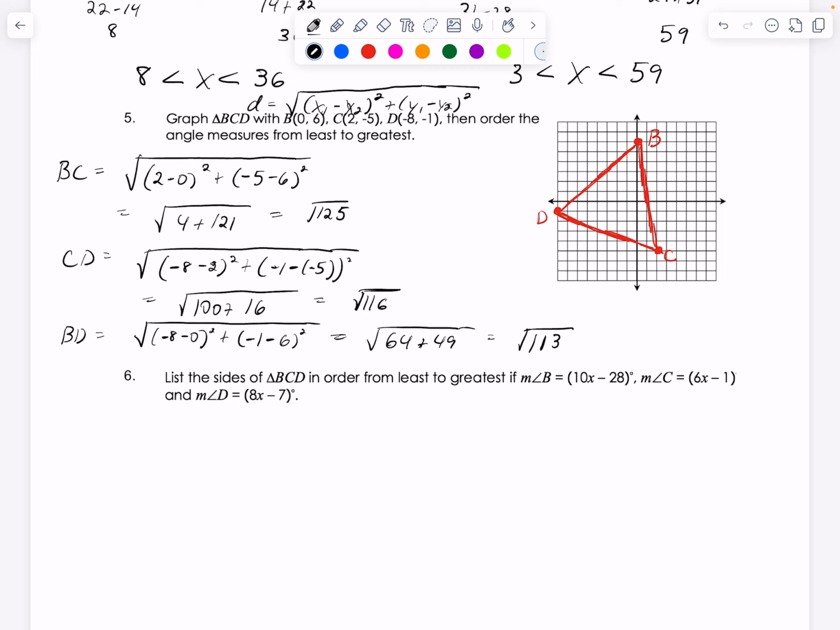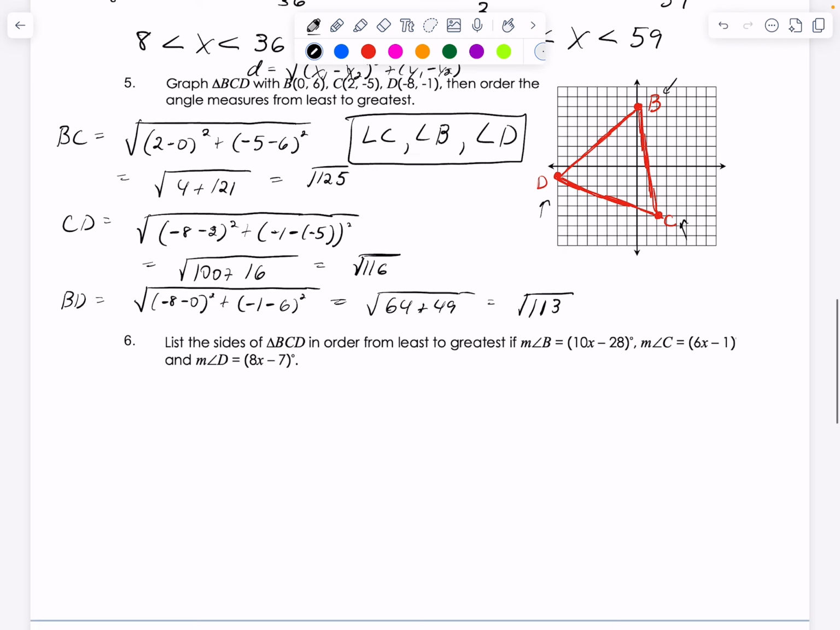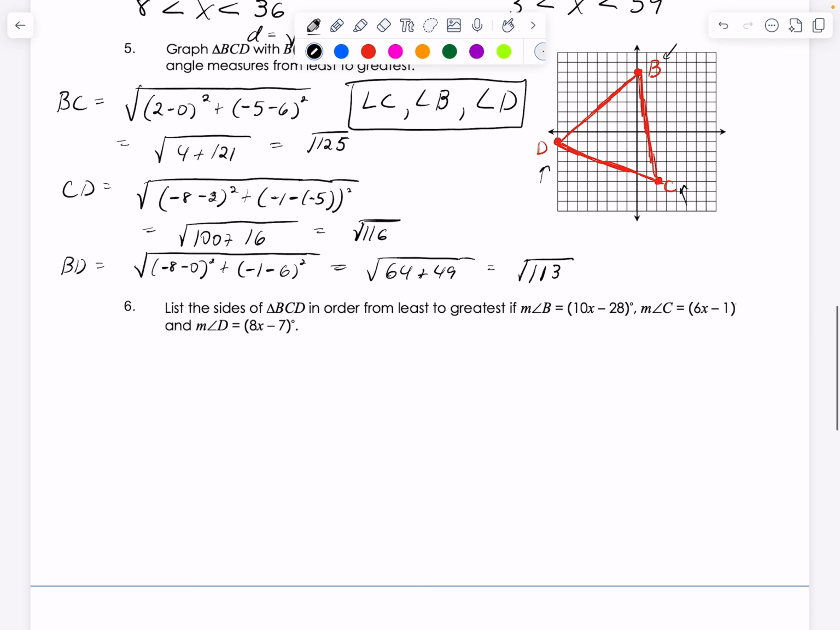Okay, so in order from our largest side, BC is our largest side. So opposite BC is going to be our largest angle. So angle D is going to be our largest angle. And then the next largest side is CD. So opposite that is angle B, which means our smallest angle is opposite our smallest side, BD, which is angle C. So that was using the distance formula to find the lengths of these sides, and then using our understanding of those two theorems at the beginning to figure out the order of the angle measures from least to greatest. Okay, last question.